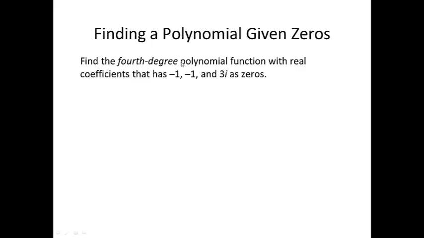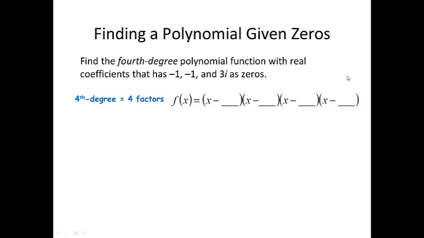Find the 4th degree polynomial function with real coefficients that has negative 1, and 3i as zeros. Well, 4th degree, that means we want 4 factors. Okay, so we're going to have 4 factors, but we only listed 3 here. So we know that there's going to be one that's negative 1, another one that's negative 1, one that's going to be a positive 3i. Well, we know that imaginaries come in conjugate pairs, so the other one must be a negative 3i. Okay, and these are my factors.